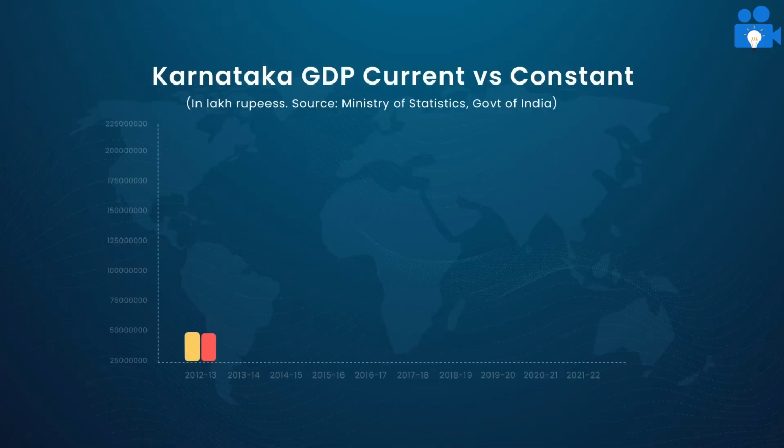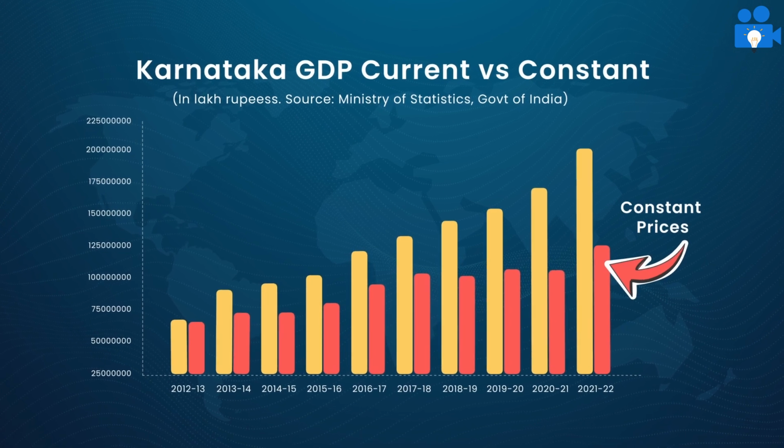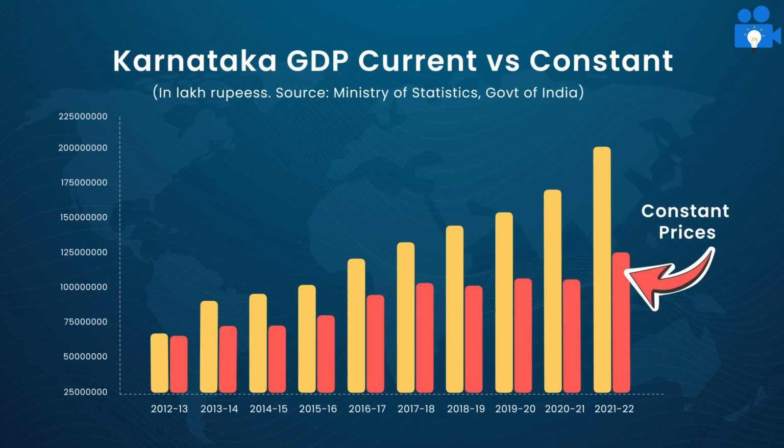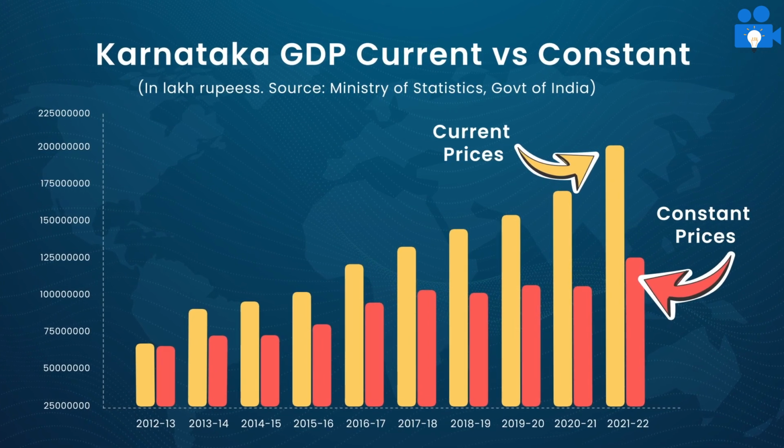To give you an example, here is the graph of Karnataka's GDP in the past 10 years. The lower graph is actually the real GDP, which doesn't include inflation. The bigger bars are the current prices, which increase way beyond the real GDP. Now, coming to the analysis part, let's begin with the growth states.